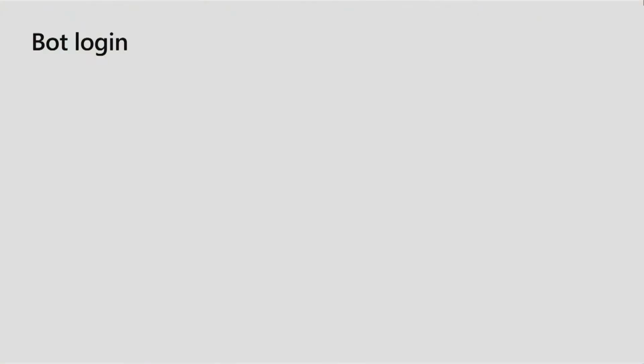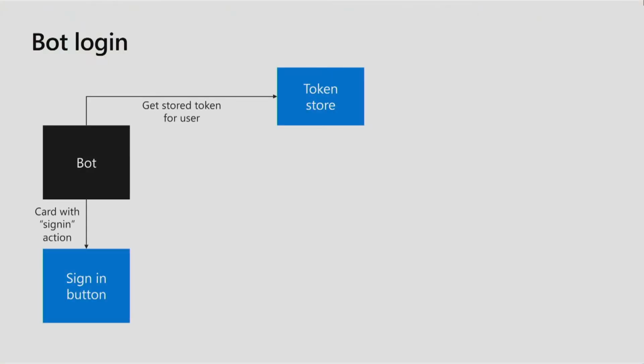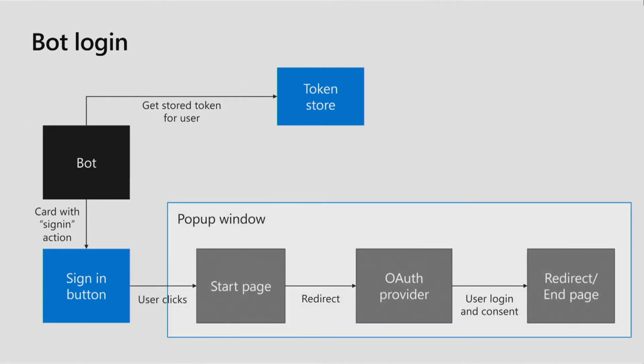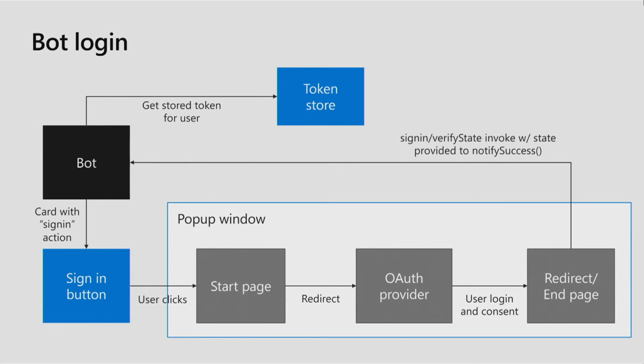So when the bot needs a token and it doesn't have one yet, then it prompts the user to sign in by sending them a card that contains a sign-in action. Clicking on this button will open the pop-up window where the authentication flow runs. And at the end of that, the auth flow calls notifySuccess with some state data. Now, Teams will send that data back to the bot so that it can close the loop, let's say, and associate the result of the auth flow with the user that clicked on the button. Now, let's see what this looks like inside Teams.